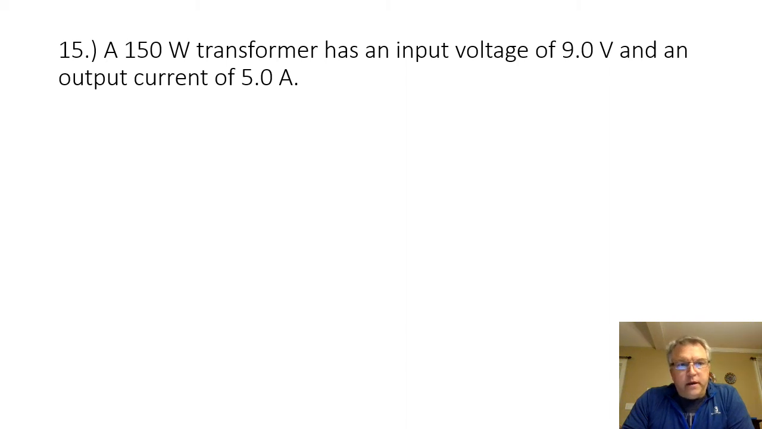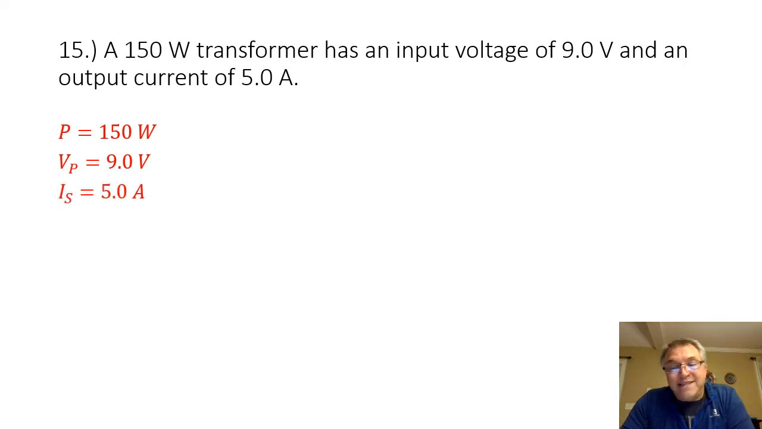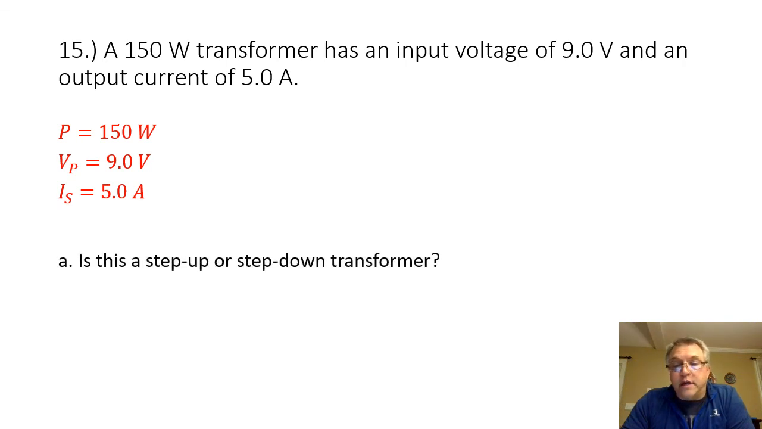Problem 15. A 150 watt transformer has an input voltage of 9.0 volts and an output current of 5.0 amps. So I know that the power going into and coming out of the transformer is 150 watts. I know the voltage going into the primary coil is 9 volts, and the current leaving the secondary coil is 5 amps. First thing I want to know is, is this a step up or step down transformer?